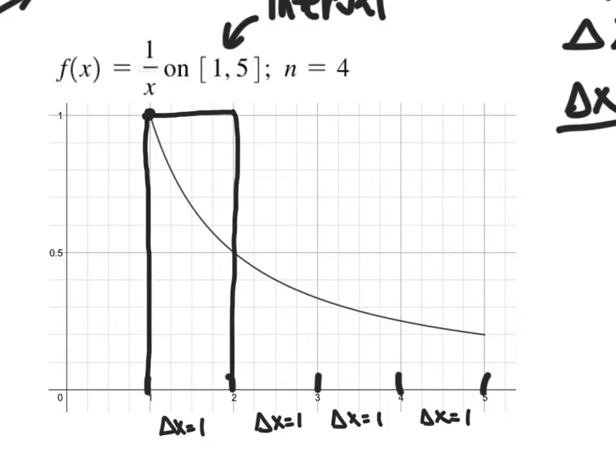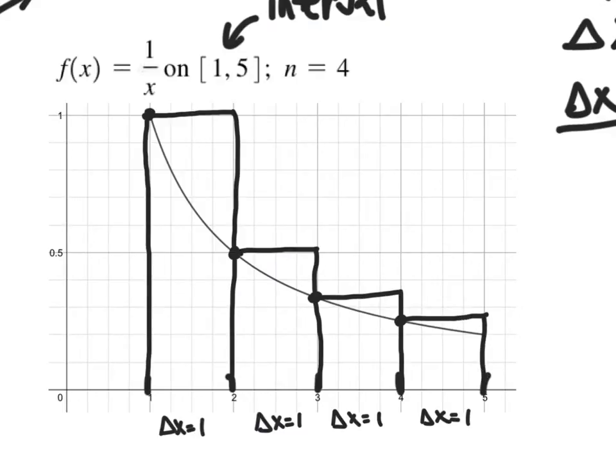Same thing here. I'm going to go up to my function on the left side and then move right 1 unit and then down. Same thing here. Come over here, go up to my function at 3, and then go over to the right and then down. Same thing at 4, go to the right and then go down.